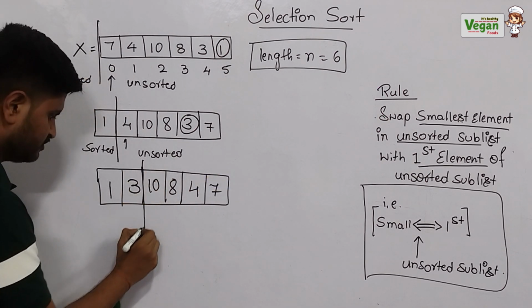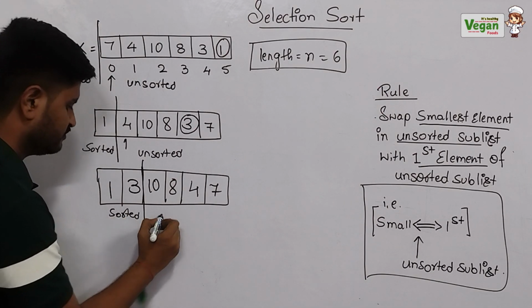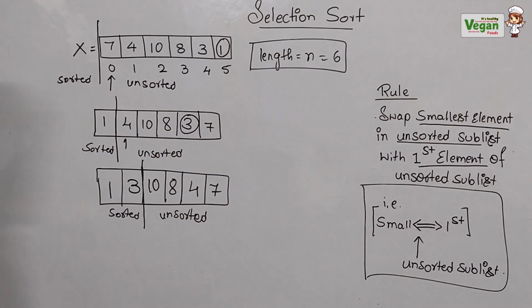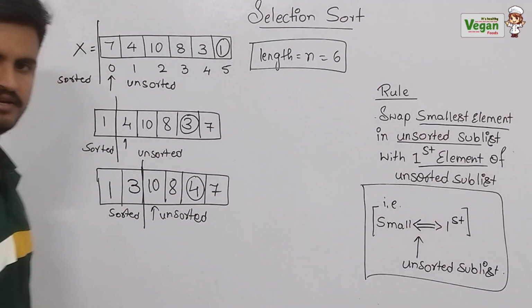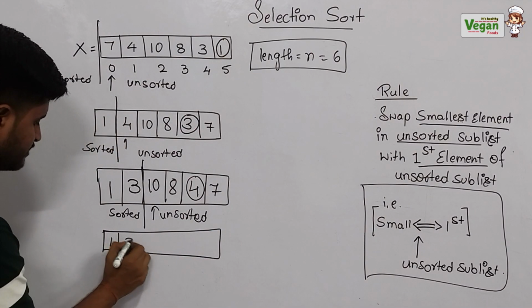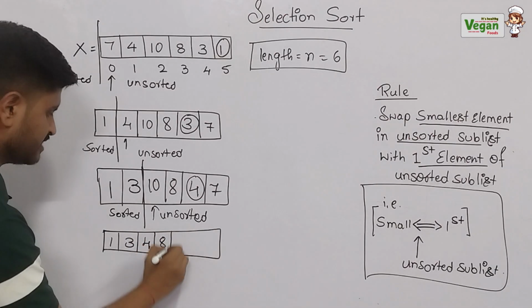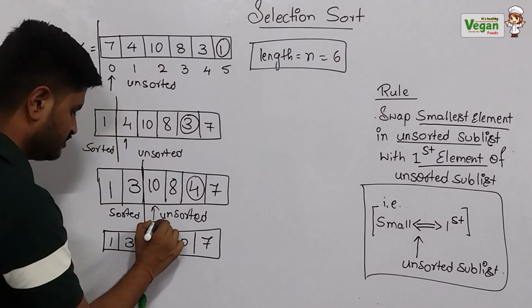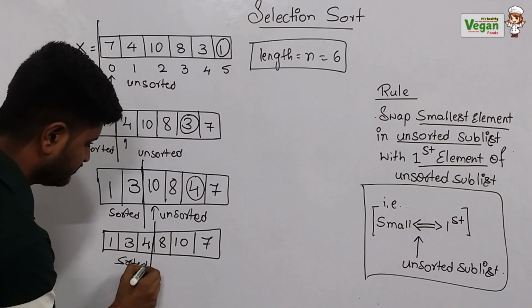Now up to this much, this will be the sorted sublist and this will be the unsorted sublist. Now again find the smallest element. The smallest element is 4 and the first element is 10. What will you do? Swap. So 1 will remain the same, 3 will be the same, and 10 will be replaced with 4. 8 will be the same and 4 will be replaced with 10 because we swapped the elements. 7. Now up to this much, this will be the sorted array and this is the unsorted.